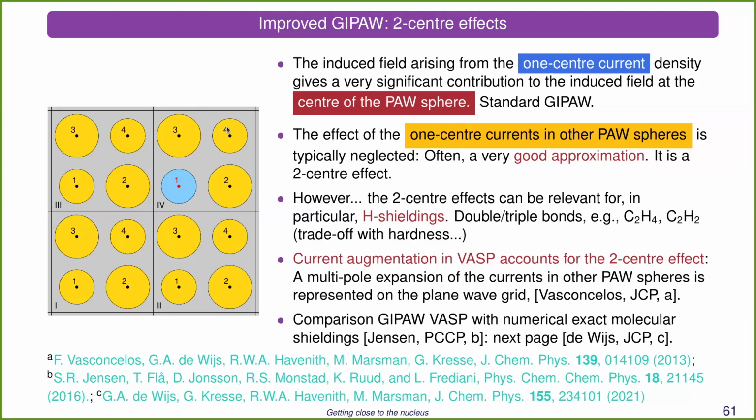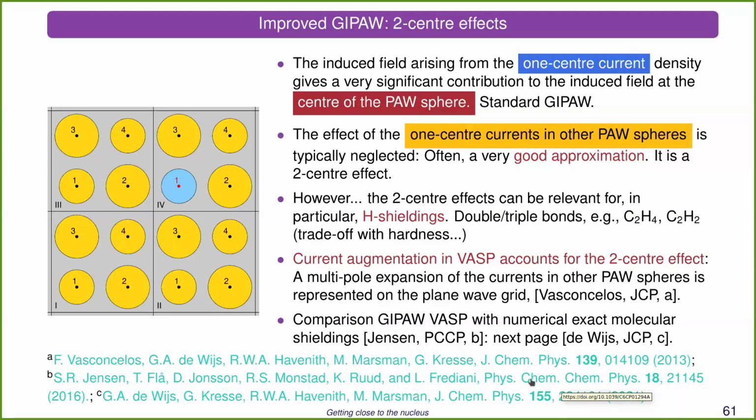So you throw all this information on the plane wave grid, except for this one, where you throw it on the plane wave grid. And then when you do your Biot-Savart, you get all these effective two-center contributions when you calculate the field over here. And that was already in this paper.